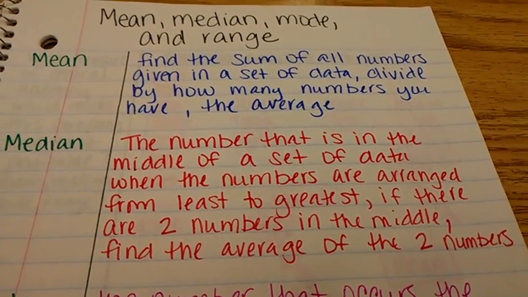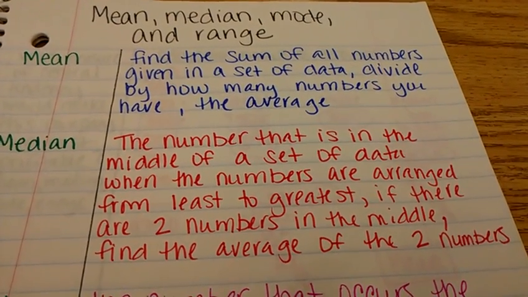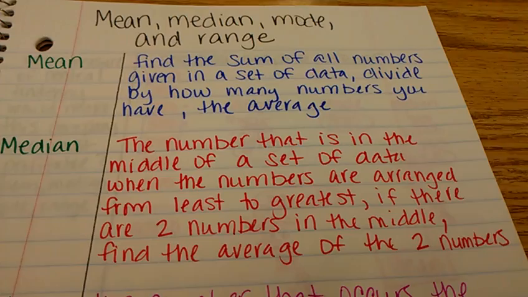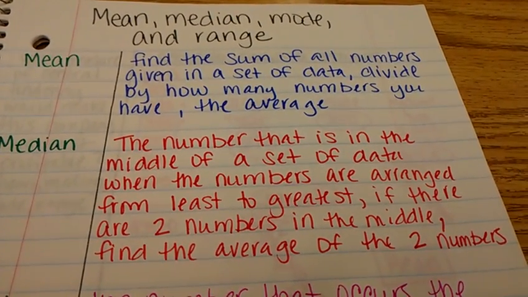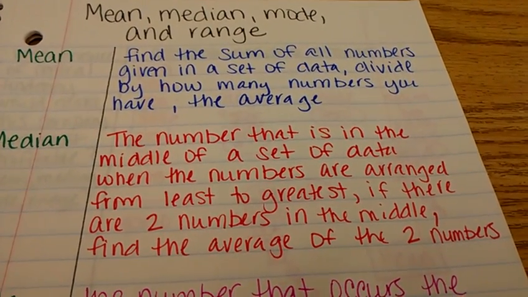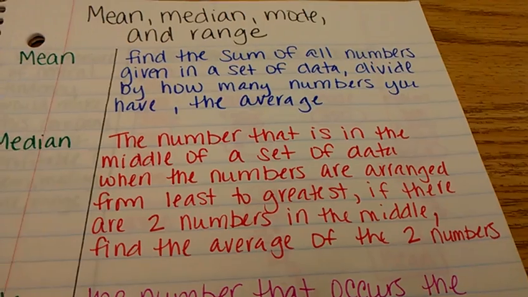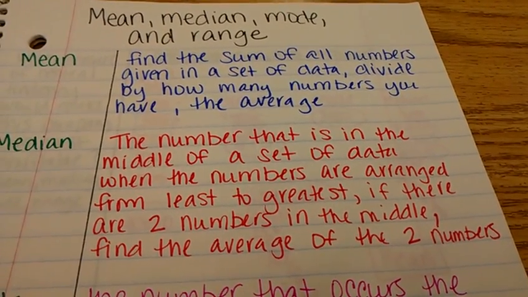Median. It's the number that falls directly in the middle of a set of data when you put your numbers in order from least to greatest. If you have an even number of numbers, you're going to have two that fall in the middle. You have to find the average of those two numbers. If there's just one number, that's your median. If there are two numbers, you find their average.